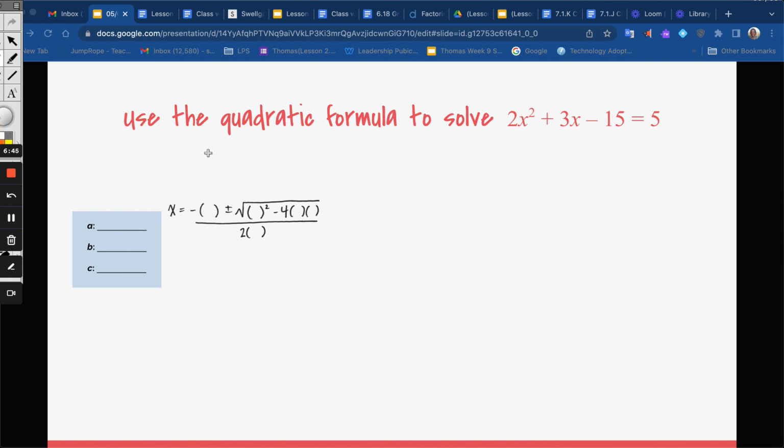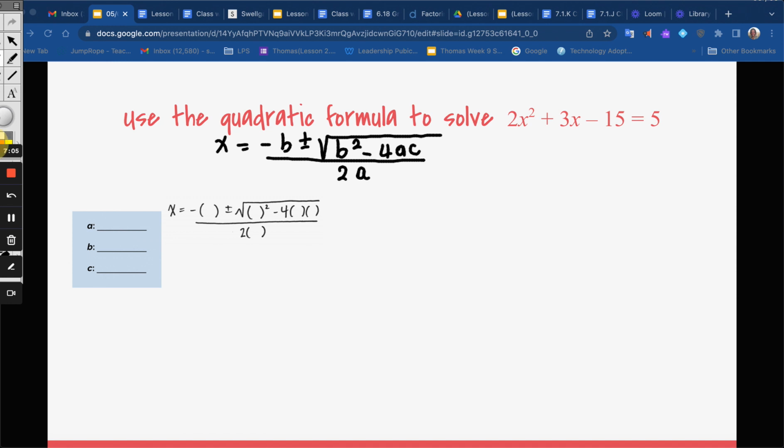So always start with writing out your quadratic formula. As a reminder, x is equal to minus b plus or minus the square root of b squared minus 4ac all over 2a. There's a song that you can sing to remember this.